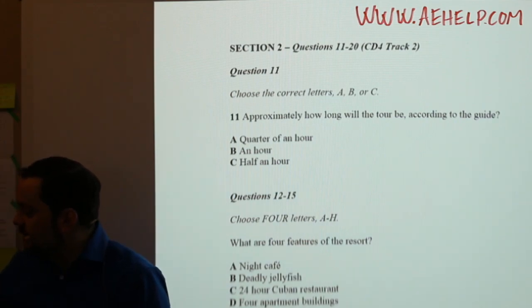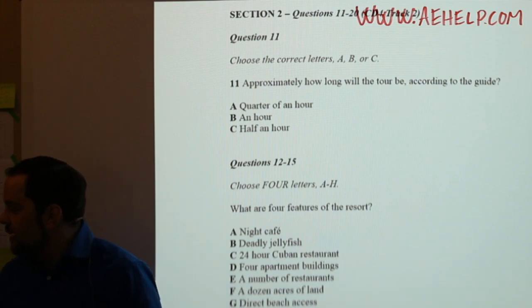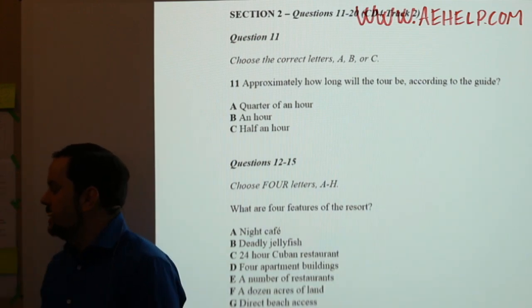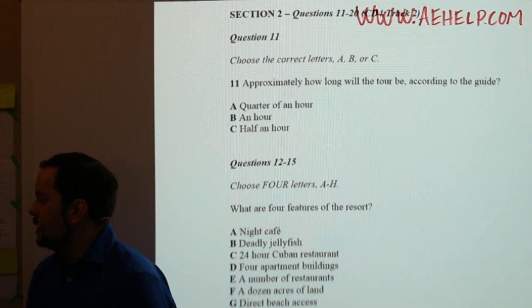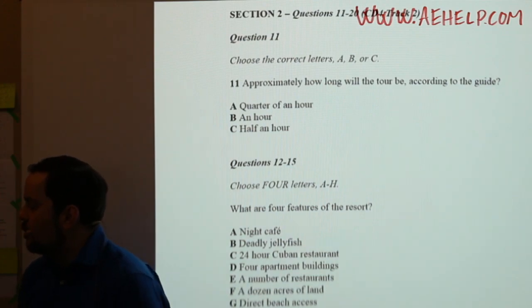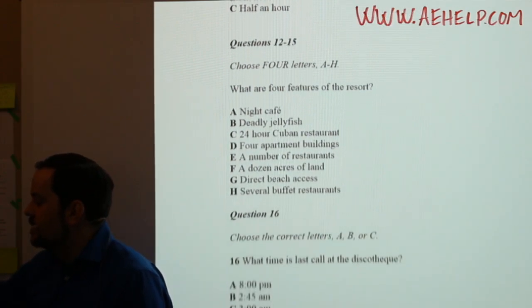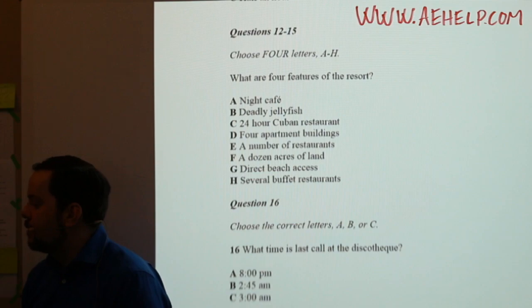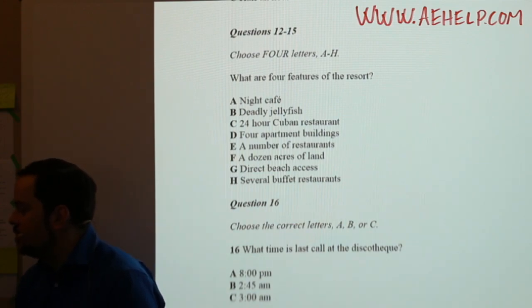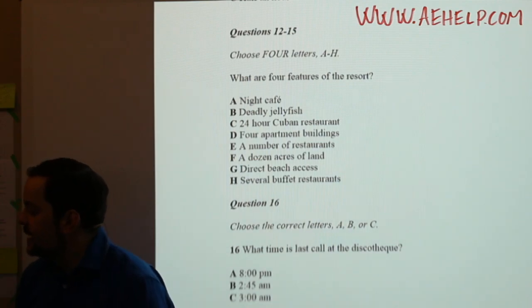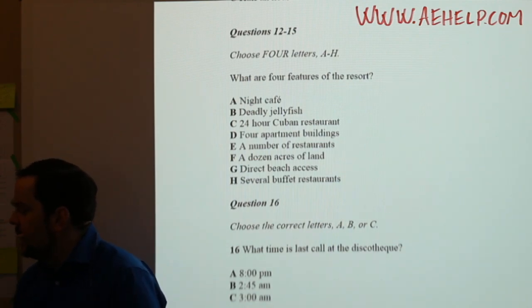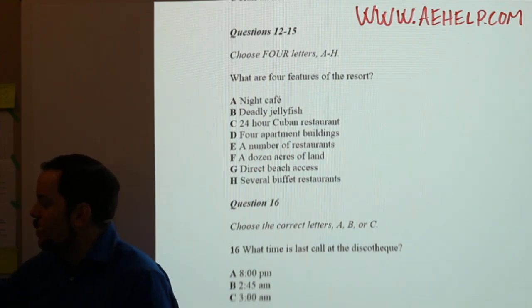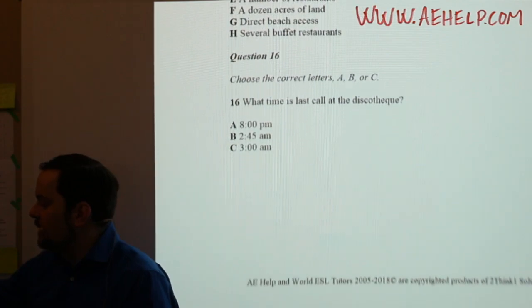Let's look at the information. So here we go. Question number 11: Approximately how long will the tour be according to the guide? Quarter of an hour, half an hour. Questions 12 to 15: What are 4 features of the resort? Night cafe, deadly jellyfish, Cuban restaurant, apartment buildings, restaurants, acres of land, beach access, buffet restaurants. What time is the last call of the discotheque?